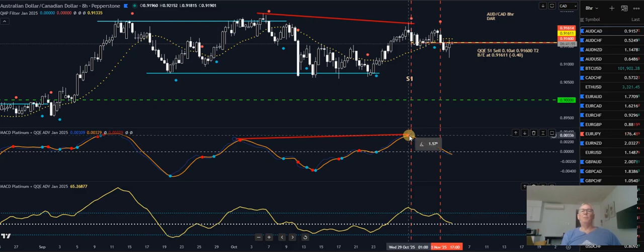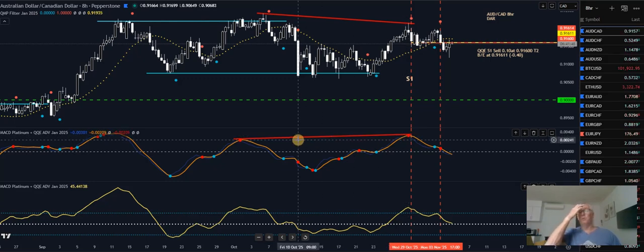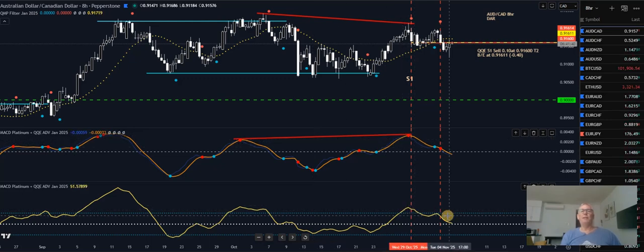I do take high probability setups, MACD Platinum trades, if they're a good setup, if there's divergence involved or there's support resistance or a big round number or something like that, or I have to hedge a QQE trade that's gone wrong. You'll see I've missed out a couple of trades I probably could have taken only because I had no divergence or no other reason to take them as a standalone. So we'll go through it.